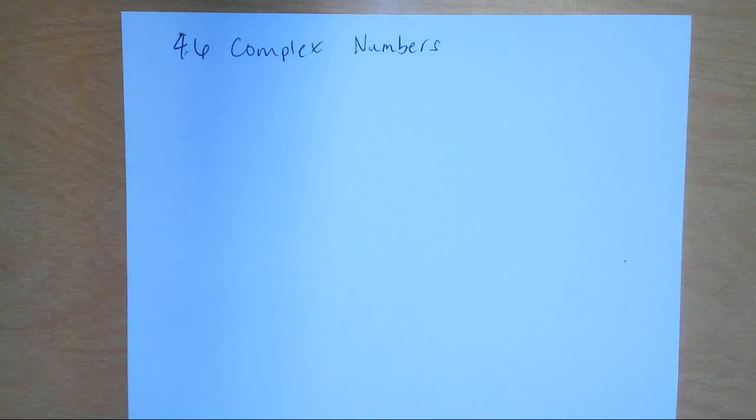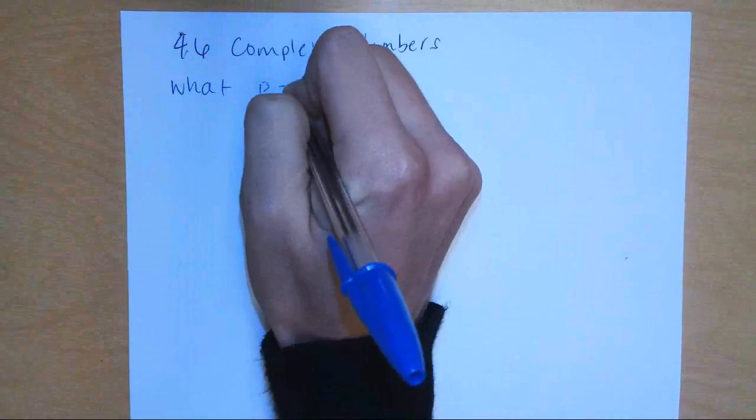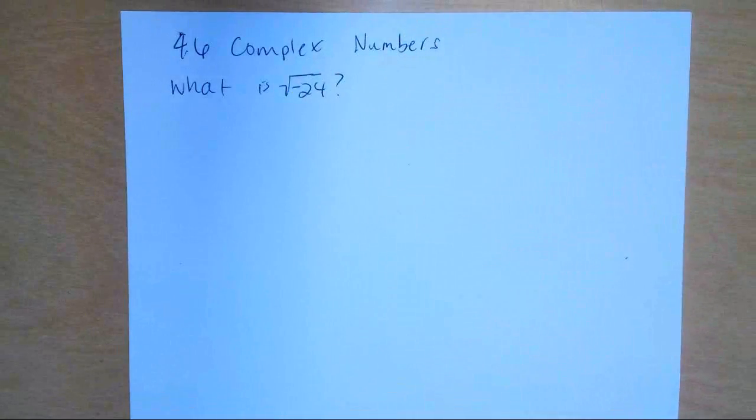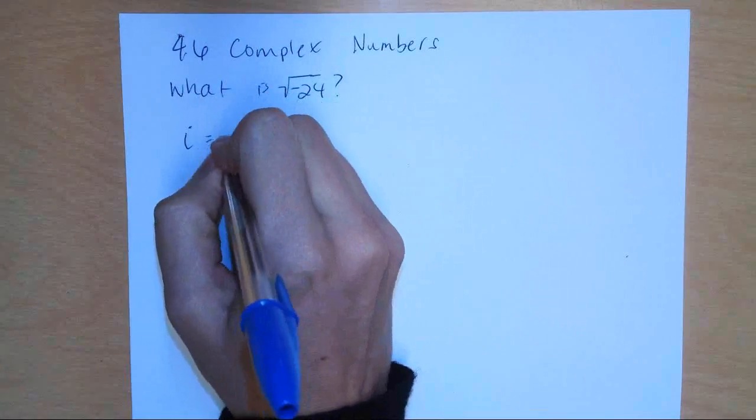Alright, 4.6 complex numbers. So we're going to talk about things like what is the square root of negative 24? Have you ever taken the square root of negative anything? Usually we say you can't and we move on and we're happy with that. But that's not actually the truth. We can talk about the square root of negative numbers. So we're going to start talking about i, which is equal to the square root of negative 1.